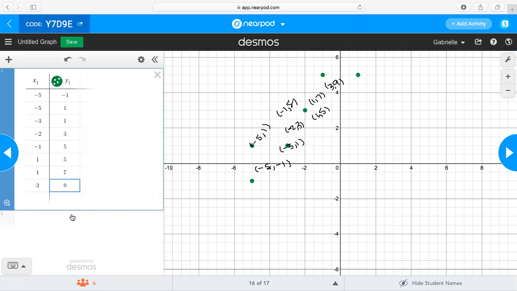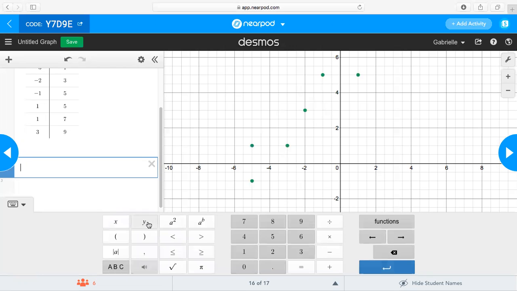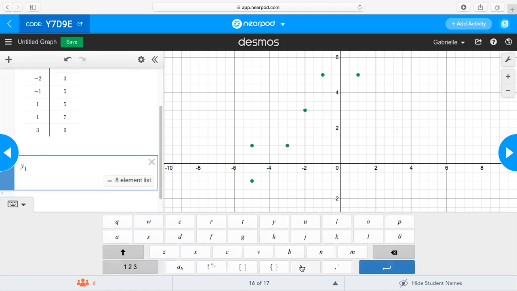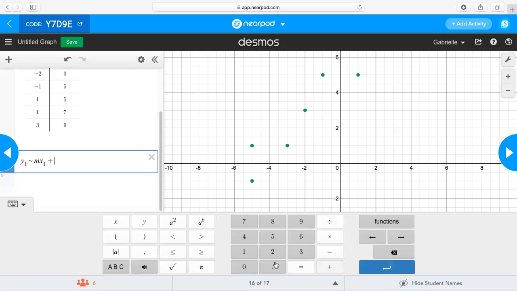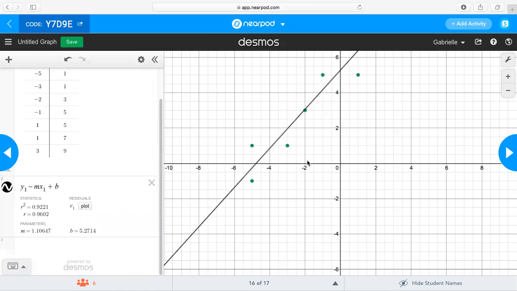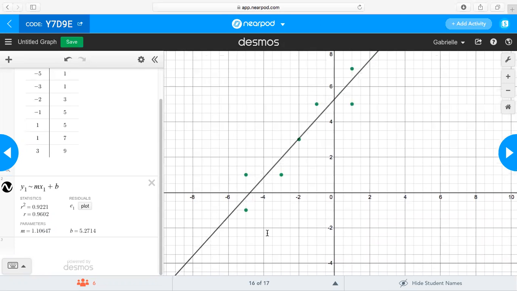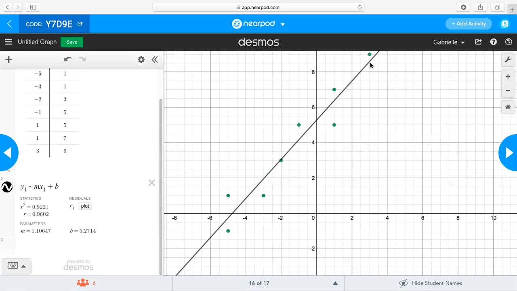Okay, how do I get it to give me the line of best fit? What do I do? All right, y1 squiggle m x1 plus b. So perfectly, Jada, do you have your iPad? Okay. So this line is perfectly in the middle of all your data. It looks great, this linear regression line.